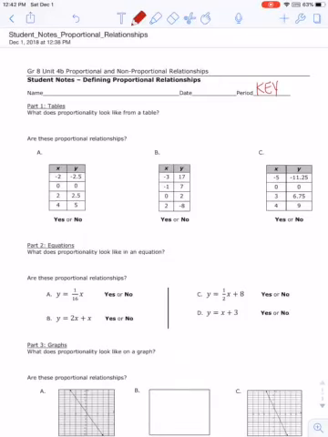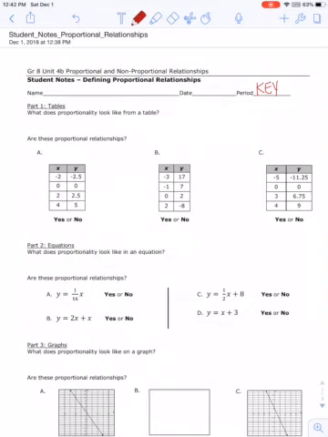Today with our notes we are defining proportional relationships and explaining how we can identify if a table, equation, graph, or situation describes a proportional or non-proportional relationship. So, we're going to start with our tables section. What does proportionality look like from a table?